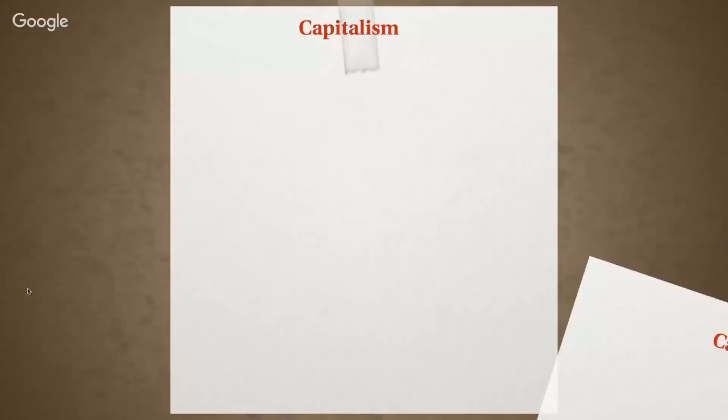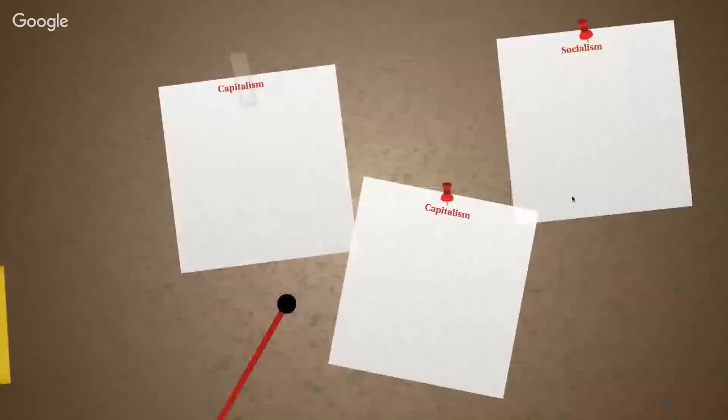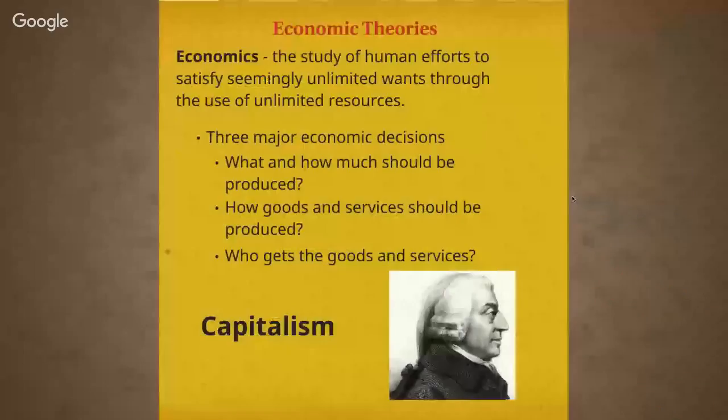All right. The next thing we started talking about was capitalism. I'm not sure that we got this far, but we did ask those questions, right? How and what is produced? How goods and services should be produced, and who gets the goods and services? We'll ask these questions after economics, and I will give a short answer. Capitalism is an economic system with freedom of choice. So it incentivizes your freedom.